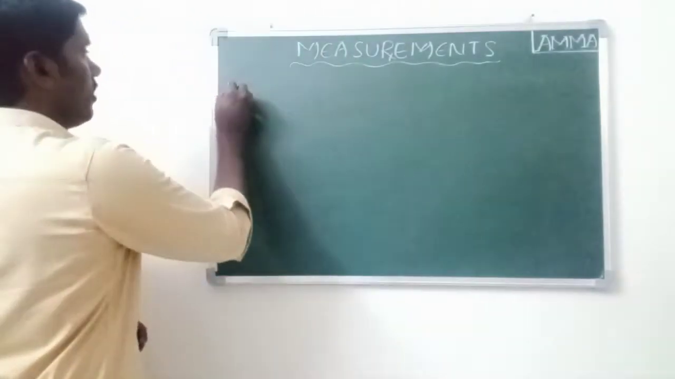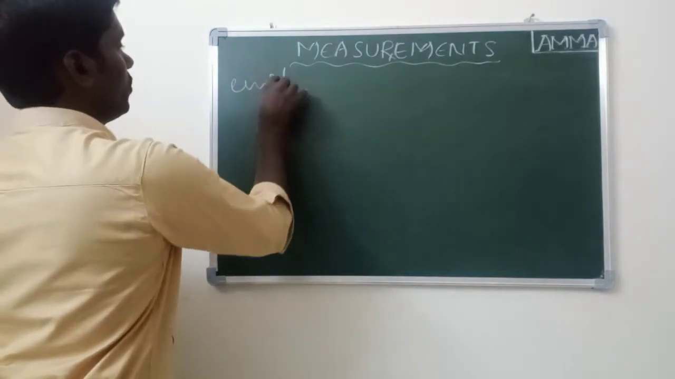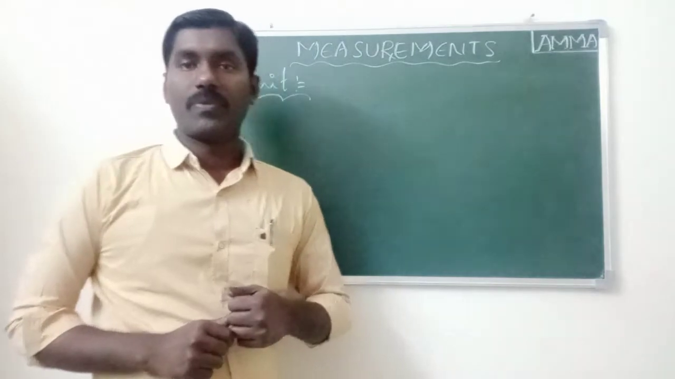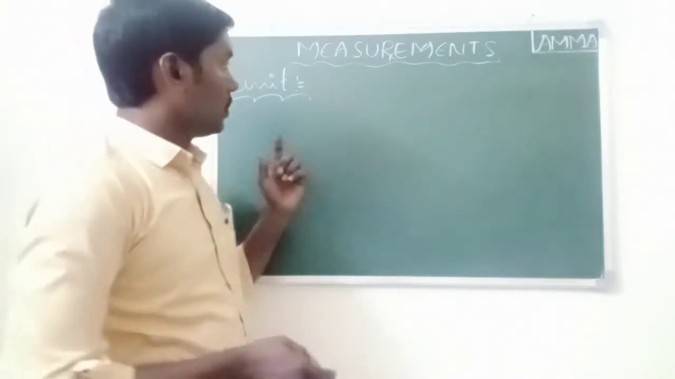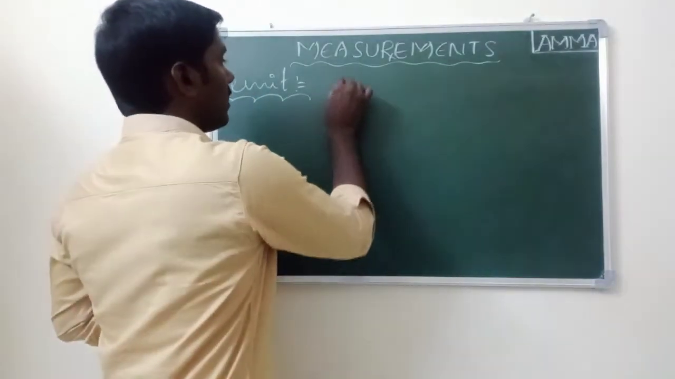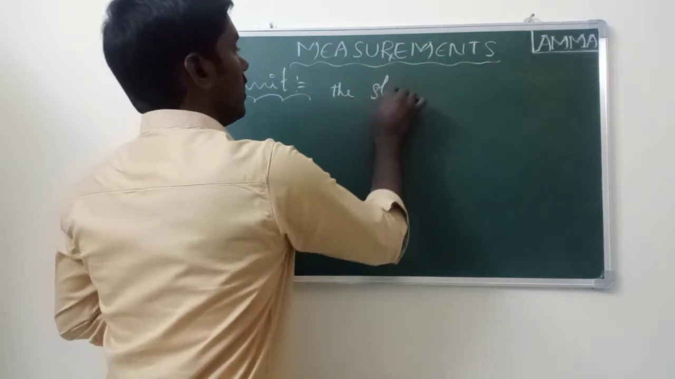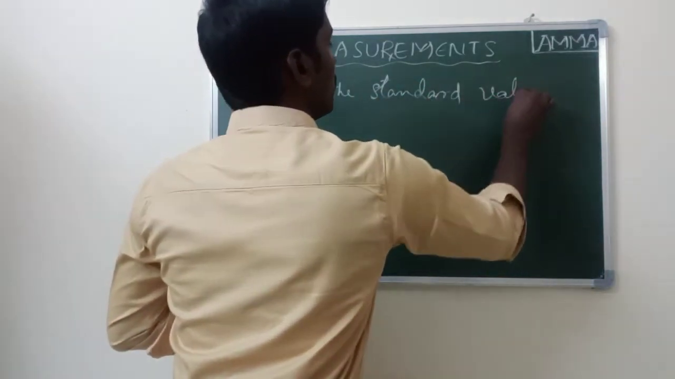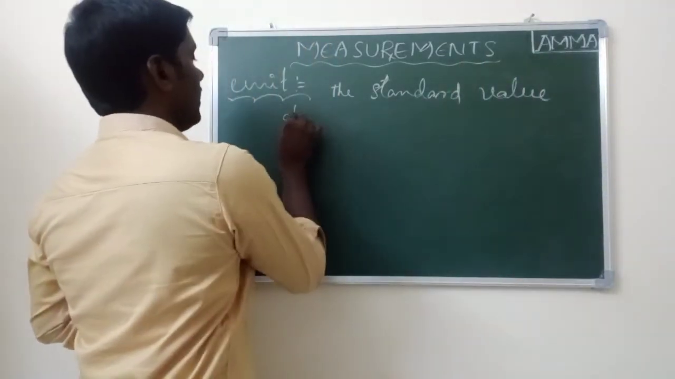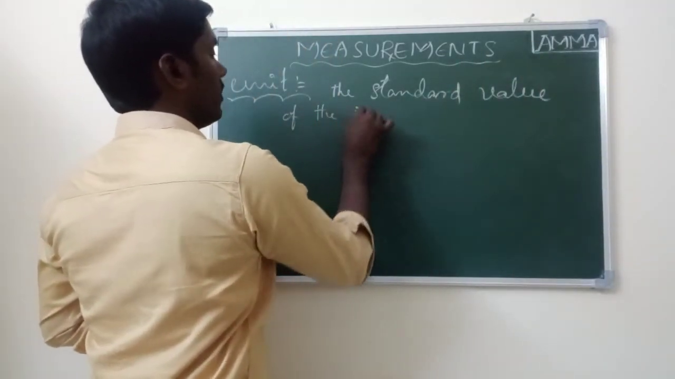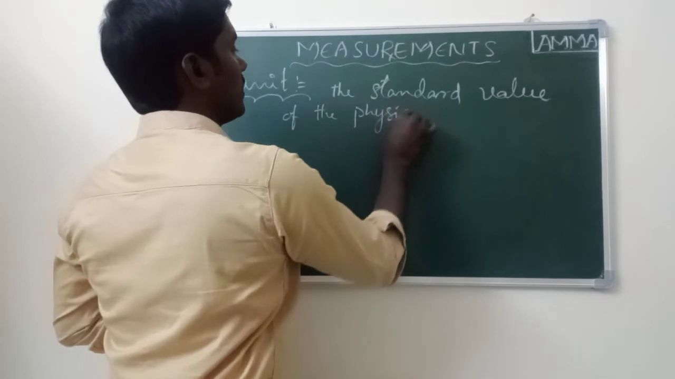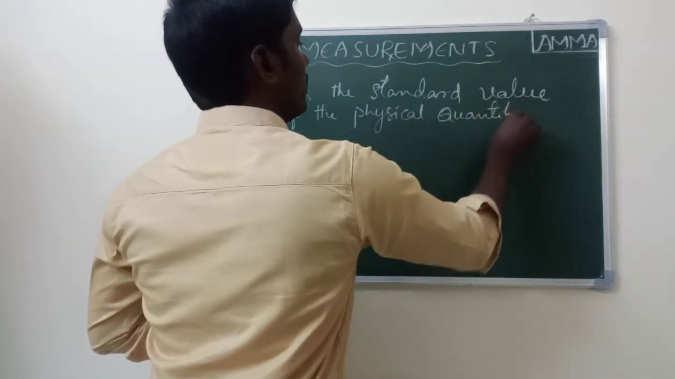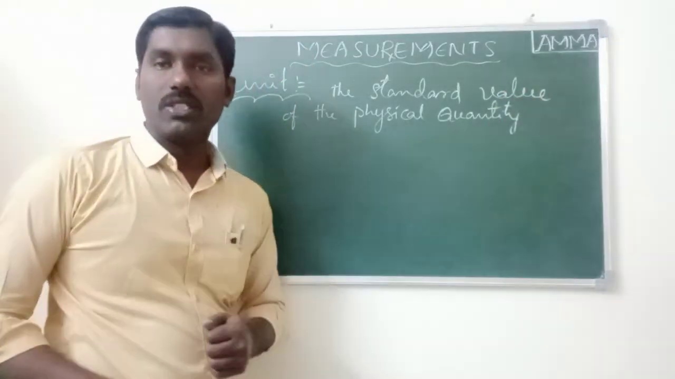So first of all, what is meant by unit? Now let's try to know about the unit. How do we define the unit? Unit means the standard value of the physical quantity. The standard value of the physical quantity is called unit.